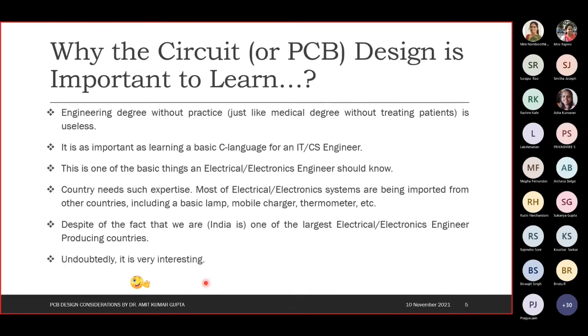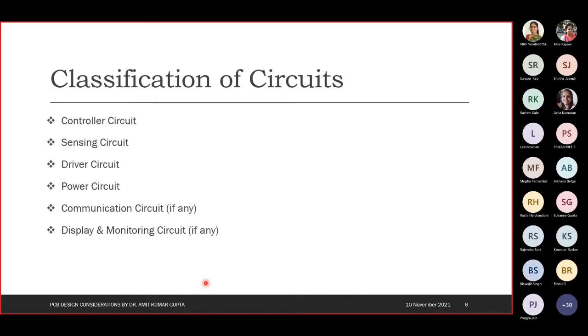And why should we learn it? Because undoubtedly it is very interesting, and I would say it is simple. It is not any rocket science. We should do that.